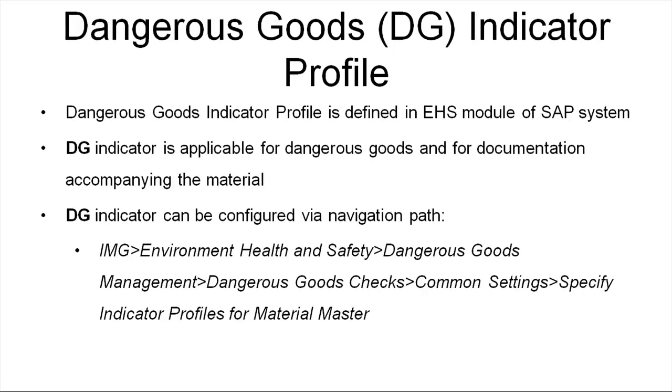Dangerous goods indicator profile is defined in the Environment, Health and Safety module of the SAP system. The DG indicator is applicable for dangerous goods and for documentation accompanying the material. DG indicator can be configured via navigation path in order of IMG, Environment, Health and Safety, Dangerous Goods Management, Dangerous Goods Checks, Common Settings and finally Specify Indicator Profiles for Material Master.